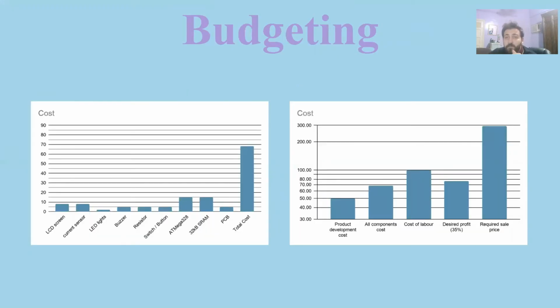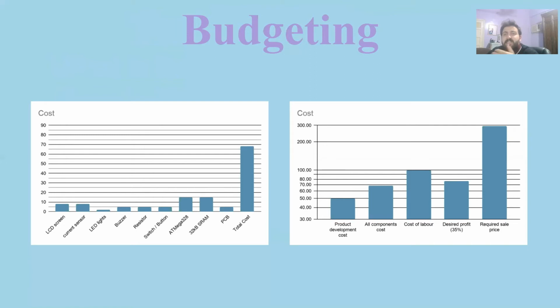Lastly, budgeting. Each project needs a budget since there will be some costs. Our project has 2 types of cost. The first type of cost is for the products or the electronic elements that we use to design or to produce our product, such as the LCD screen, the current sensor, LED lights, and so on. The total cost of the electronic elements was 68 ringgit.